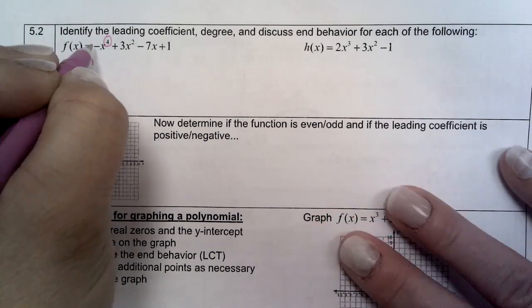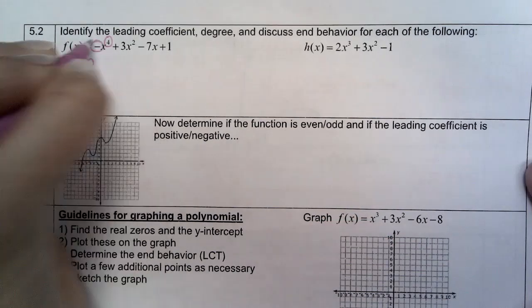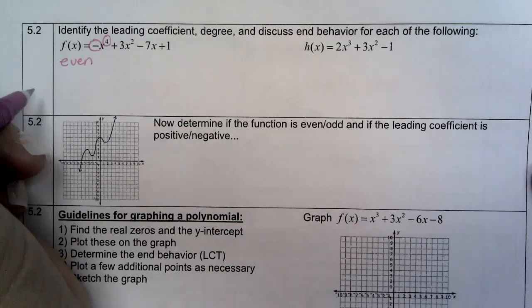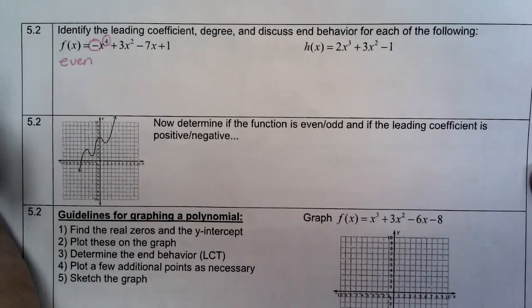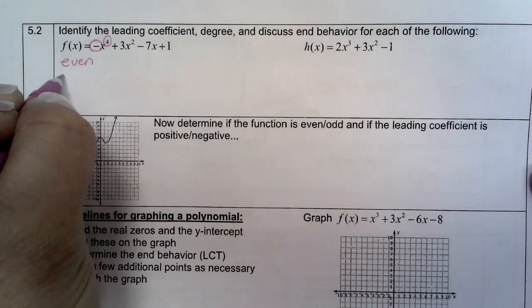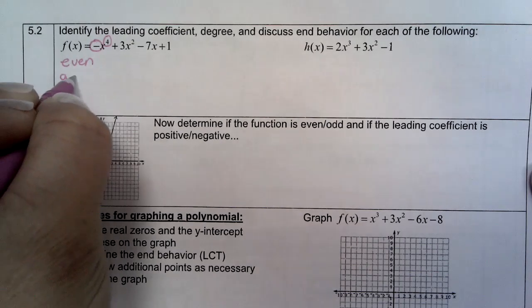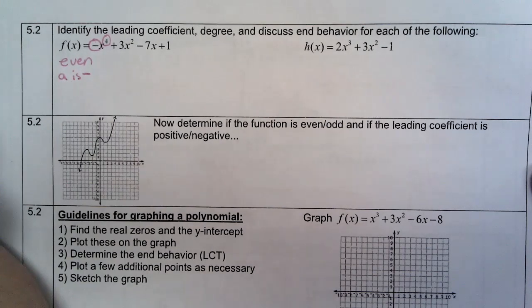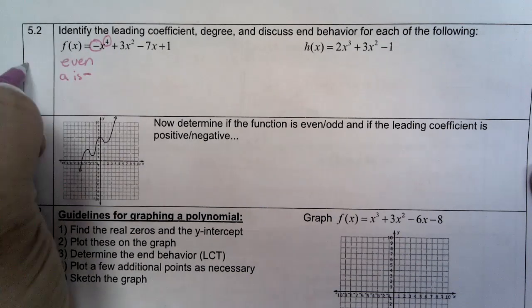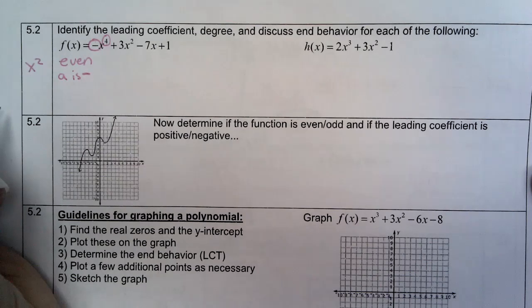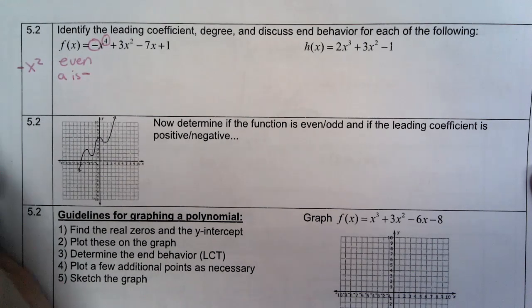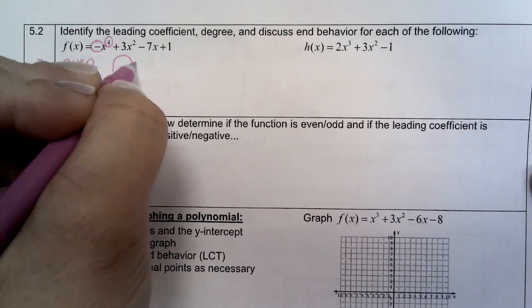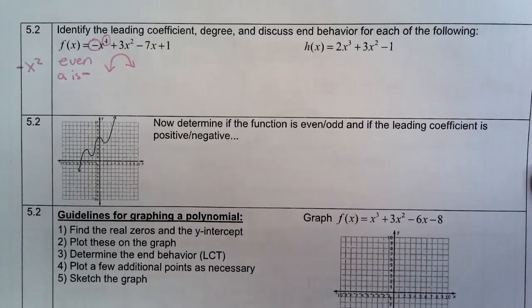The next thing I'm going to look at is my leading coefficient. And I don't care what the leading coefficient is, and the same with the number. I just want to know, is it even or odd? So my leading coefficient is negative. So a is negative, or less than 0. So if it's even, it's going to follow that x squared pattern, which means it looks like a parabola, but in this case, it's negative. So that means it's going to look something like this.